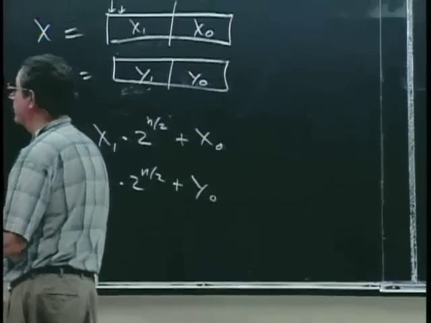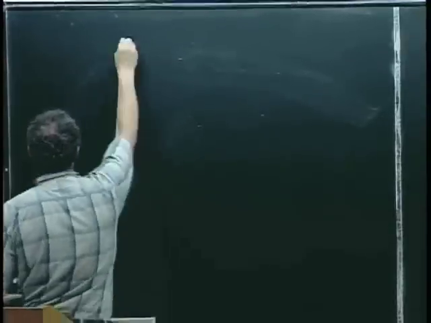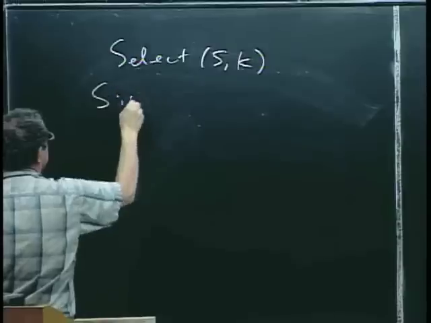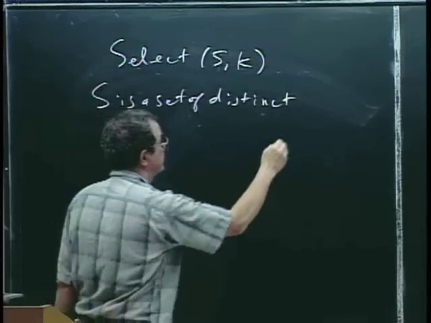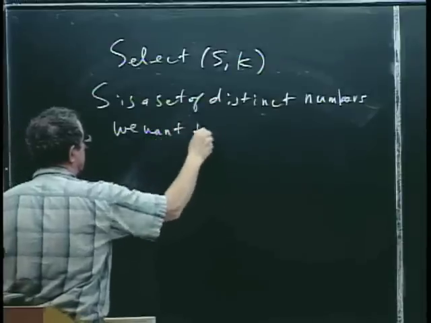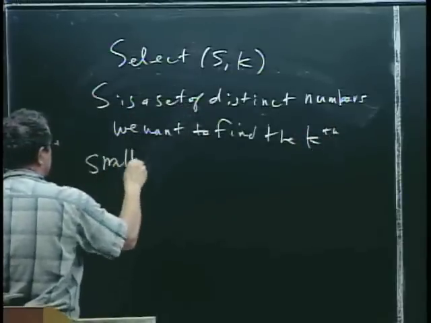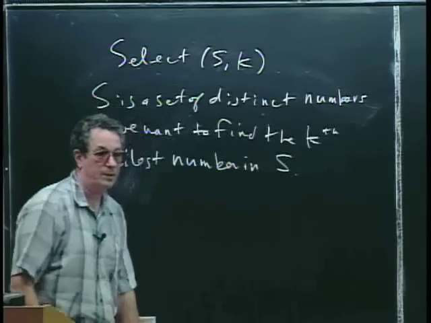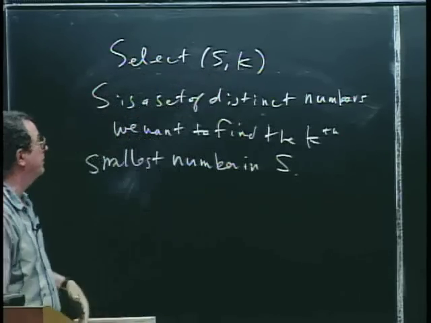Actually, I'm not starting with quicksort, I'm starting with an algorithm called select. This is going to be a recursive algorithm. Select(S, k), where S is a set of numbers. And just for convenience, we'll say that they're distinct. There are no ties. And we want to find the kth smallest number in S. So that's what select(S, k) does: it is a function of S and k which will return the kth smallest number in S.